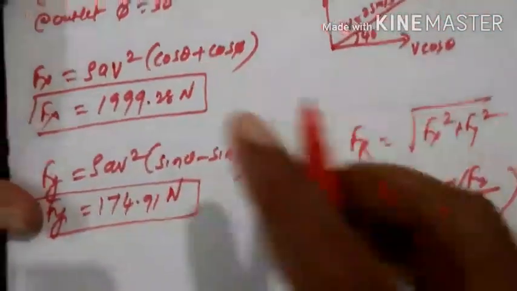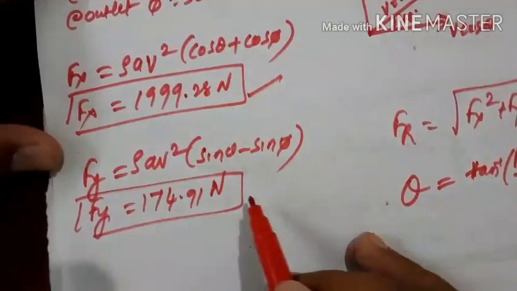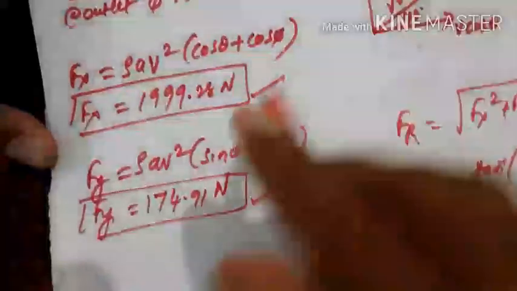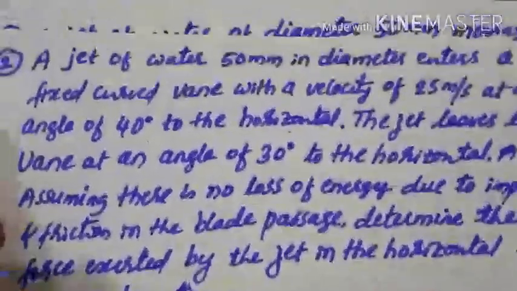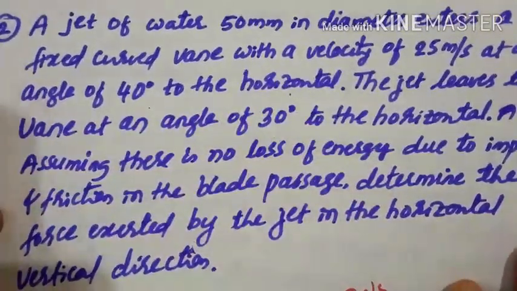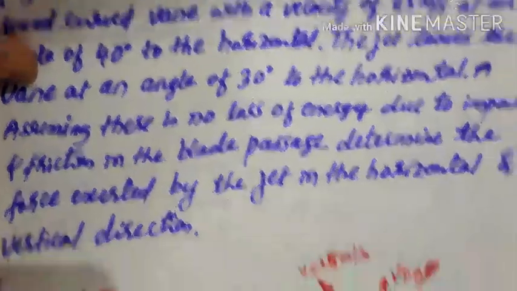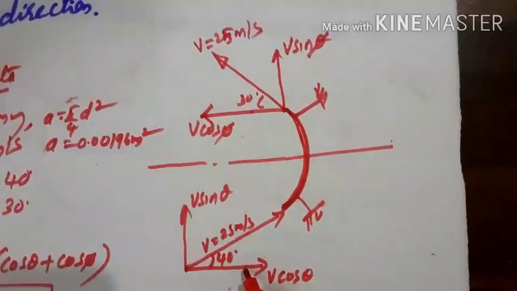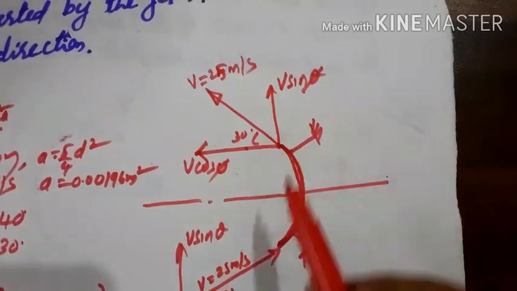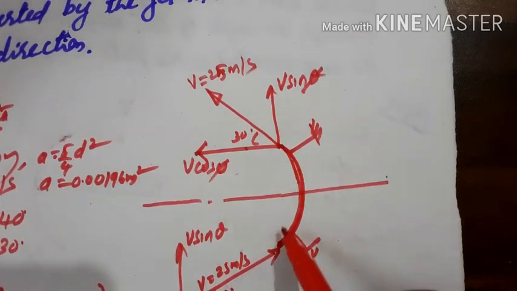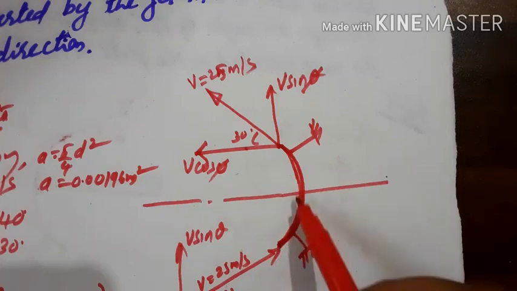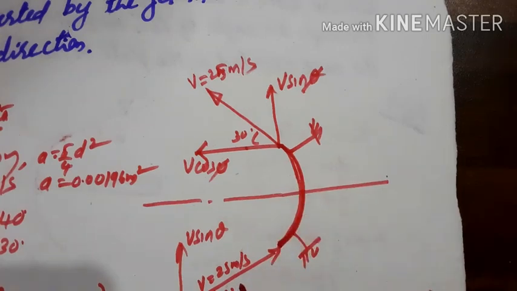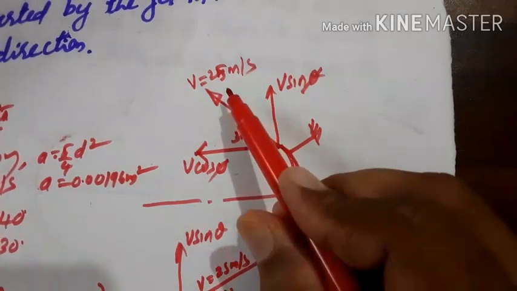Actually they asked only to calculate the force exerted by the jet in x and y direction. So these are the answers. So you have to understand which case has been given. In this problem it is the unsymmetrical case, because the jet is entering with some angle and leaving with some other angle, and the velocity is given, and also they have said there is no friction due to impact of the jet in the blade passage.